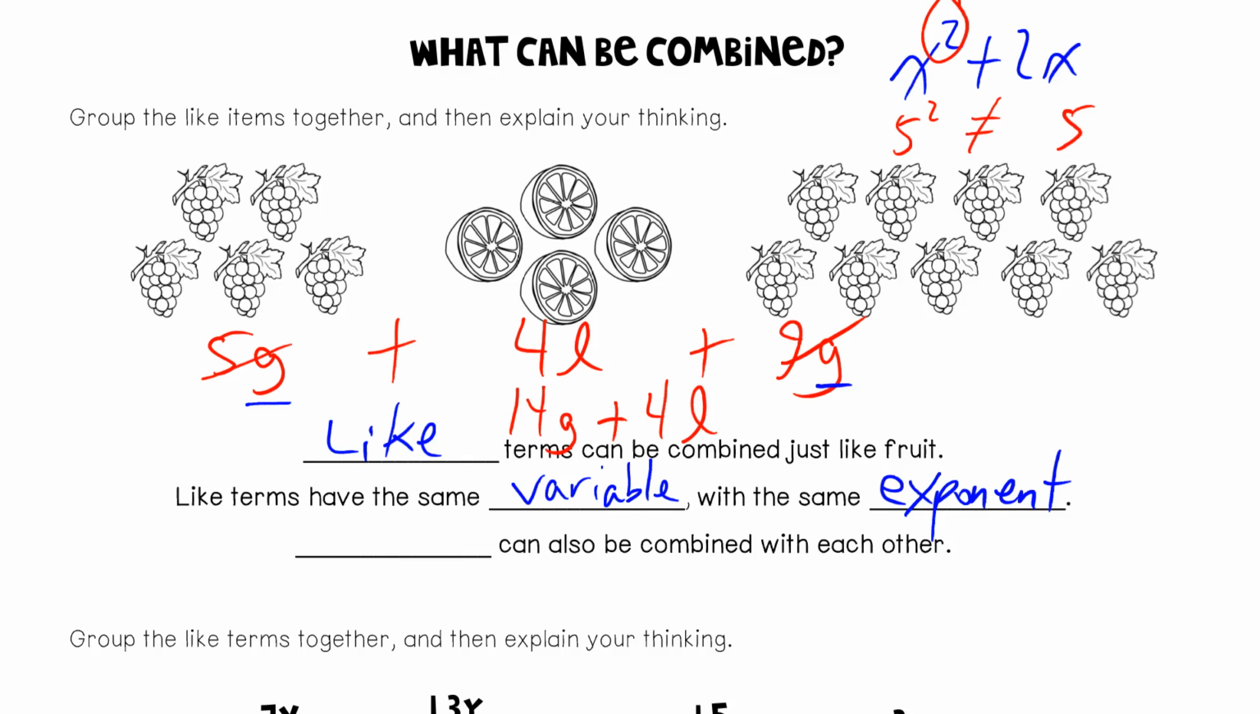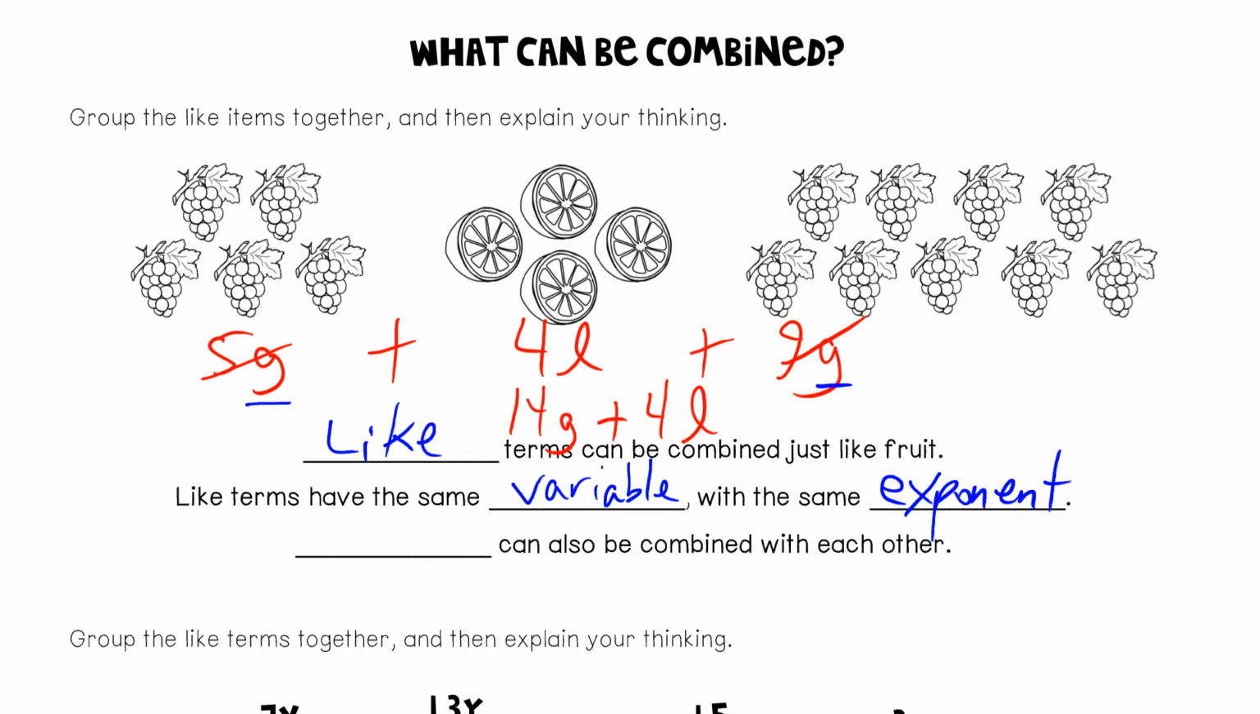Even if I had, say, x to the 3rd power, well, that's 5 to the 3rd power, and that's not the same thing either. So if I have exponents, the variables have to be the same, the exponents have to be the same, otherwise I cannot combine them. So, very important to get that part.